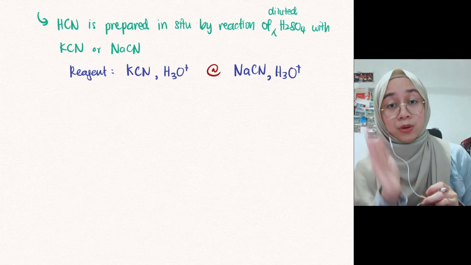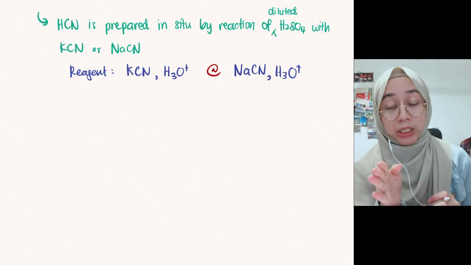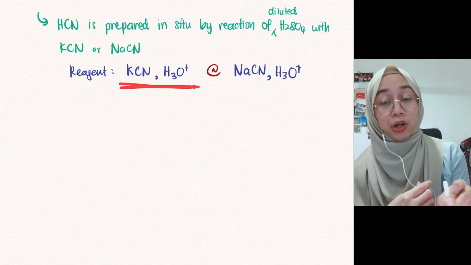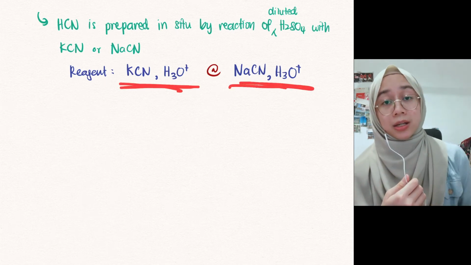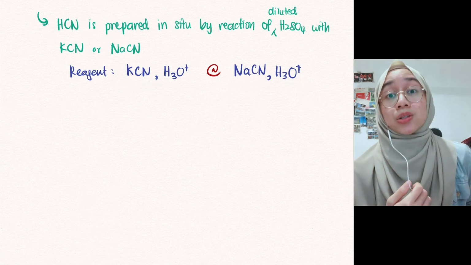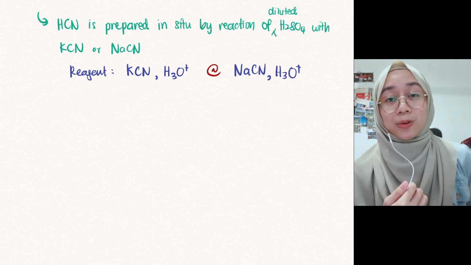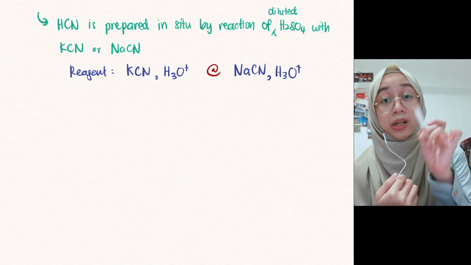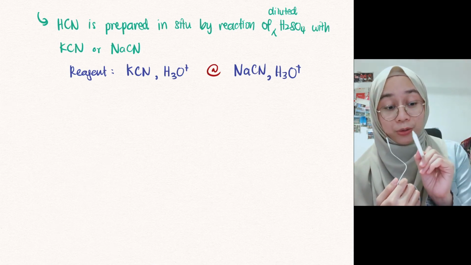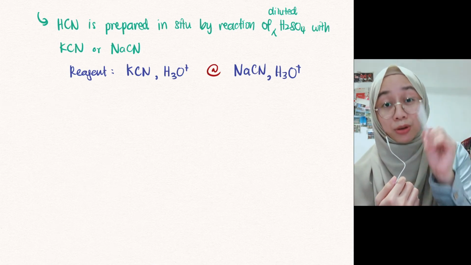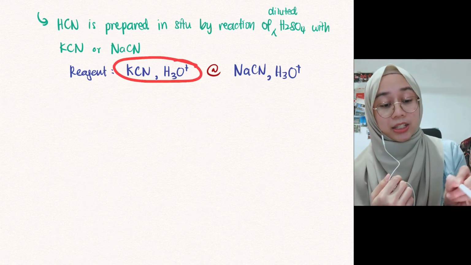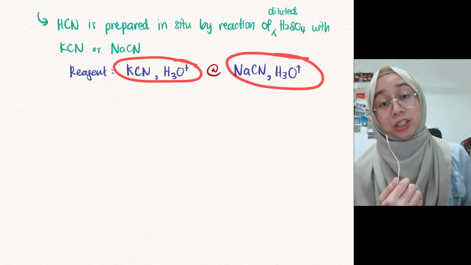So class, if you are the one who needs to write the equation, you need to tulis KCN H3O+. Okay, because sometimes dalam soalan kamu akan nampak dia guna HCN je. Okay, soalan dia dibenarkan untuk guna HCN. Kamu nak tulis equation, letak HCN, salah. Okay, be careful with that. Soalan bagi HCN boleh, kamu yang tulis HCN tak boleh. You need to write KCN H3O+ ataupun NaCN H3O+.